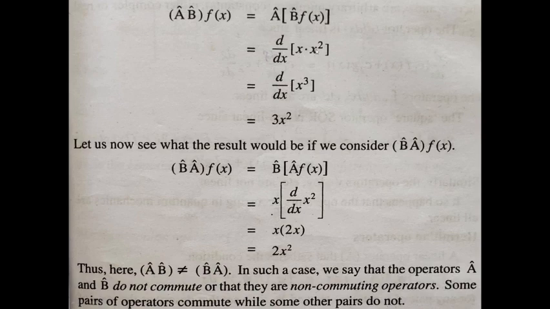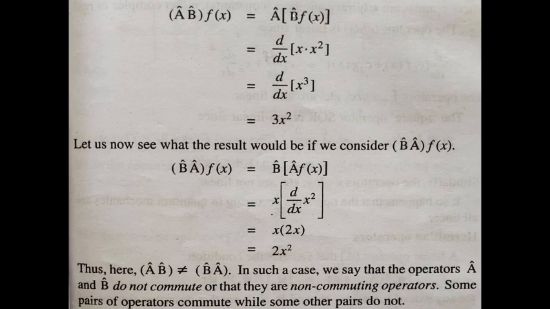First we have to do this calculation operation, and then d by dx of x cube. So this is 3x square. So we arrive at this value when the operator a is acting on the function b acting on fx, b operator acting on fx. Okay, and now we will do the next case.